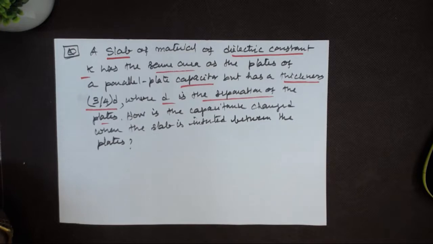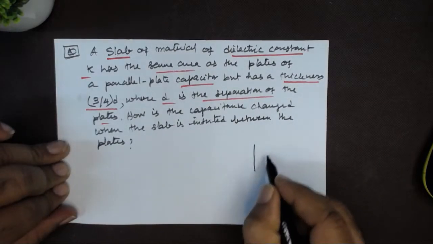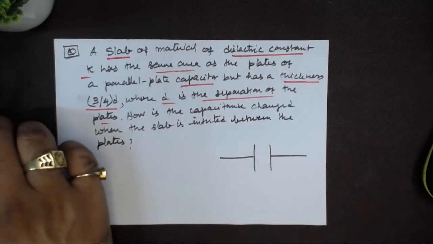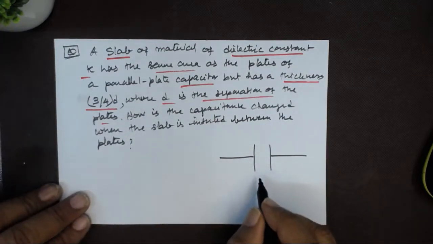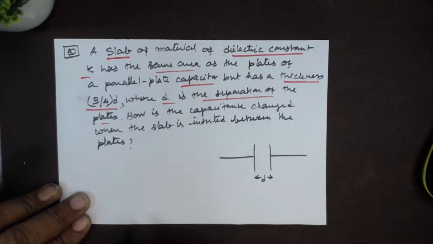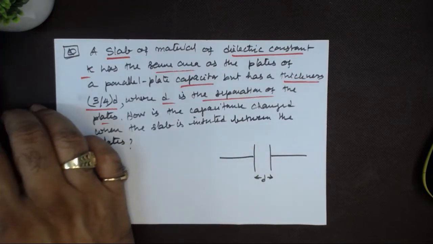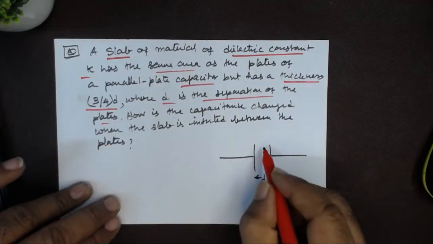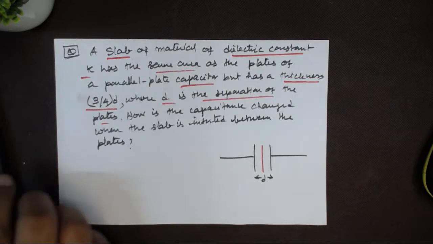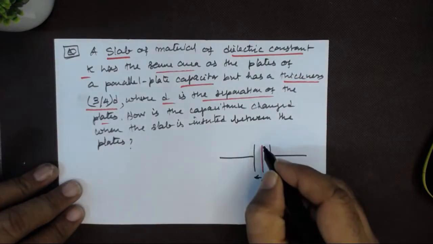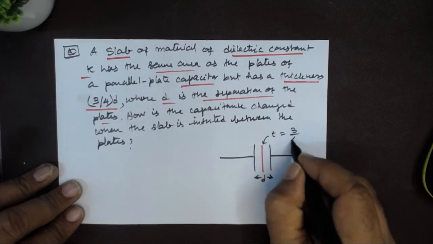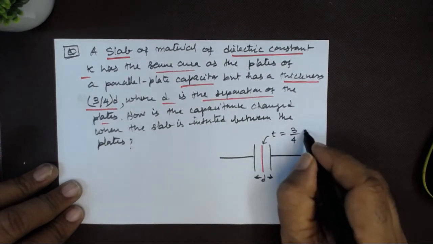So we have a parallel plate like this. This is the parallel plate capacitor. In between these two plates, the distance between them is D. So we have another insulator. Let me indicate by this red line. This is the insulator. This is the slab. And its thickness T is equal to 3/4 of the distance between the two plates.